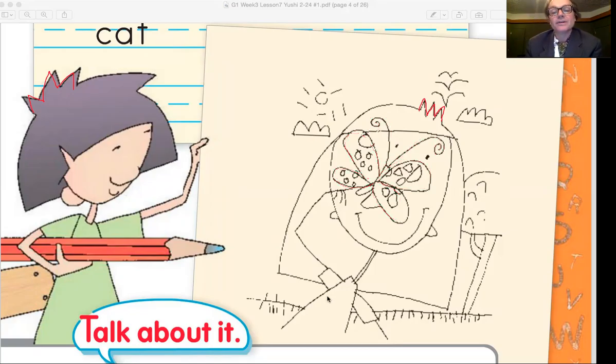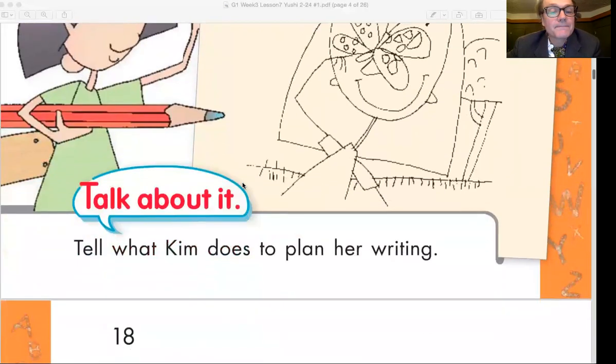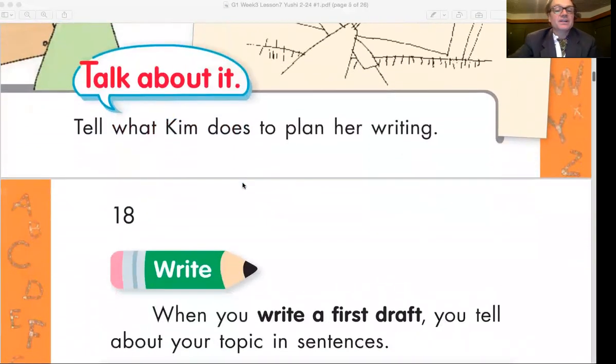All right, so we had some fun there with Kim and her hair. And we're going to go on. Let's keep going. This is fun. So let's talk about this. Tell what Kim does to plan her writing in pre-writing. What did she do?